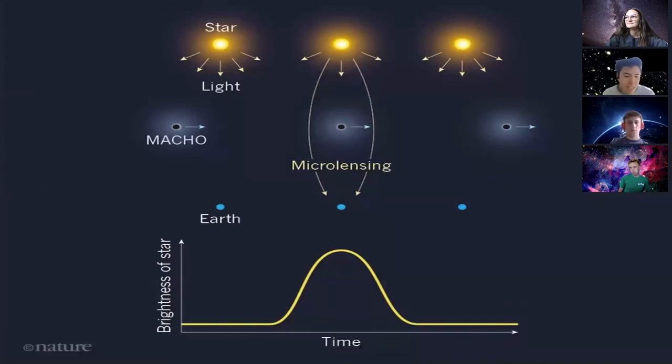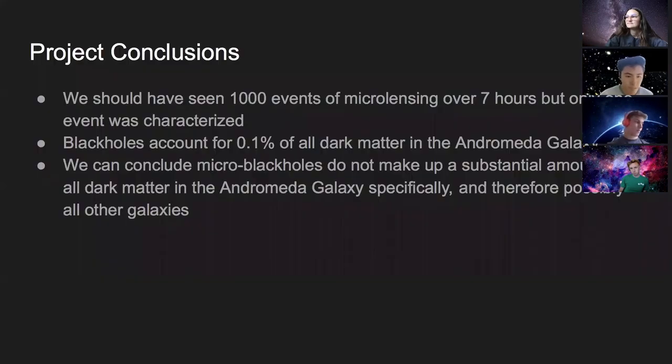So what this project aimed to do was observe gravitational microlensing effects within the Andromeda galaxy over a period of approximately 7 hours. And when this occurs, like we previously said, we should see an increase in brightness of a star for a period of time. And what the researchers anticipated was that the microlensing effect should occur approximately 1,000 times over 7 hours to make up the bulk of dark matter.